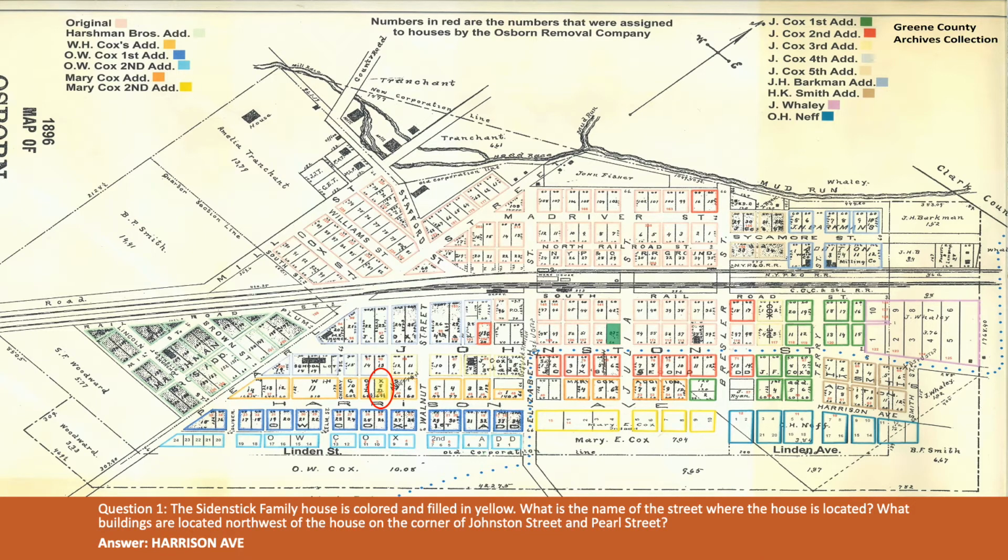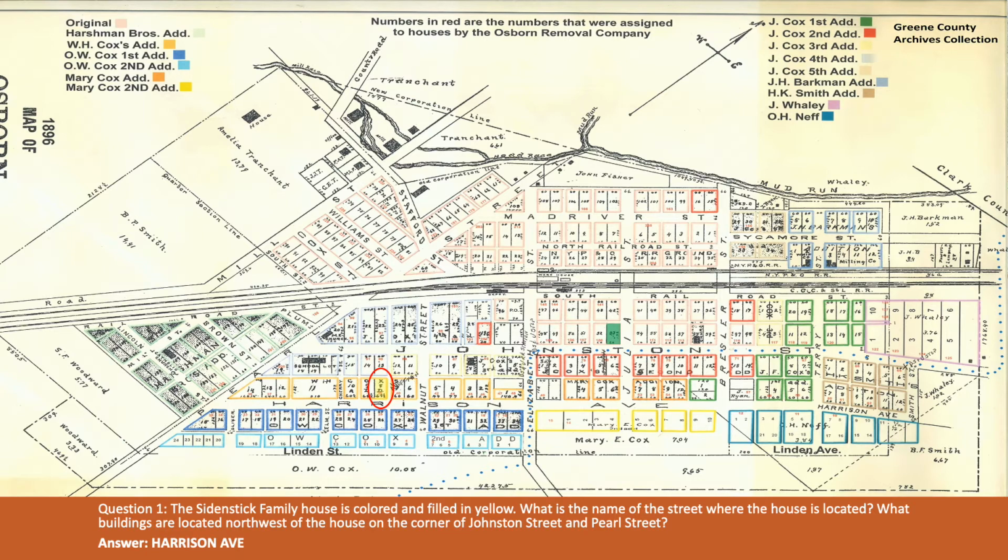So the first part of that question is, where's the house located? The house is located on Harrison Avenue. And you'll see there we have it circled, and it's above the second R in Harrison. So that's the Sidestick family's house.